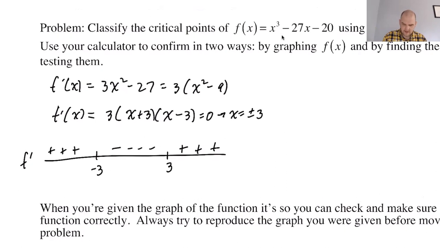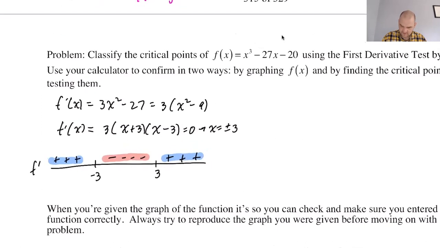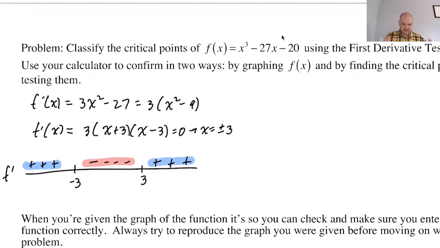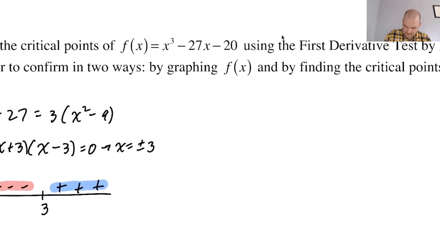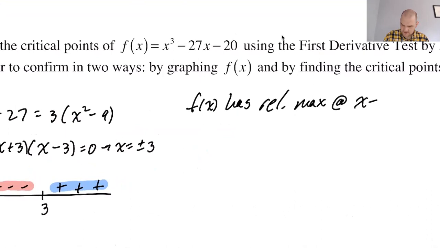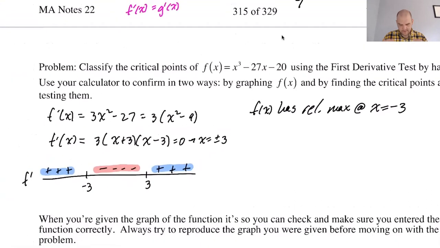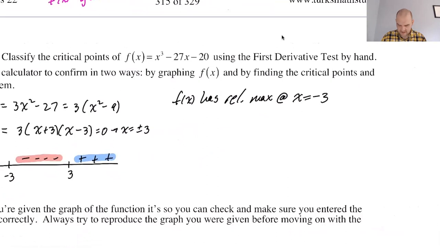All right, so I see, I don't really have a convention for increasing and decreasing, but f of x is increasing because f prime is positive, and decreasing because f prime is negative. So let's see, use first. Okay, so I'm going to say that f of x has a relative maximum at x equals negative 3. And why is that? Well, that's because f prime changes from positive to negative there.